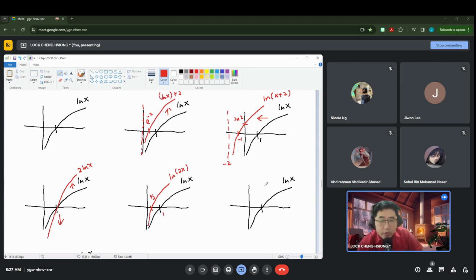What if I have a negative of ln x? Negative of ln x will be like this. Okay, what if I have a ln of negative x? It will be like this, ln of minus x. Okay, so something that students need to be aware of, to recall about the rules.